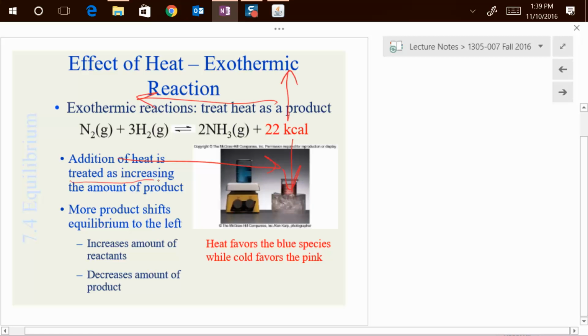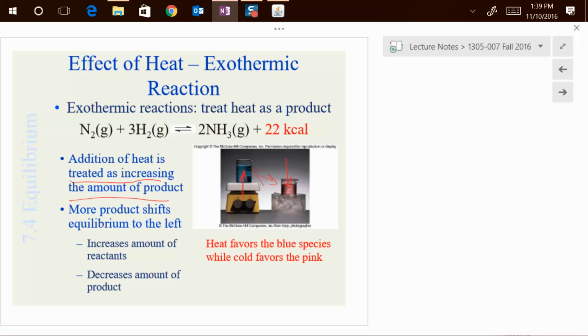Okay? You treat it as increasing the amount of a product. You would shift away. So here in this example down here, we see the shift between blue and red based on temperature changes. Here we're increasing the temperature and it goes blue. Here we're decreasing the temperature on ice and it's going red. Okay? And you can just go back and forth, heat, cold, hot, cold, and make that thing shift colors all day if you wanted to, okay?